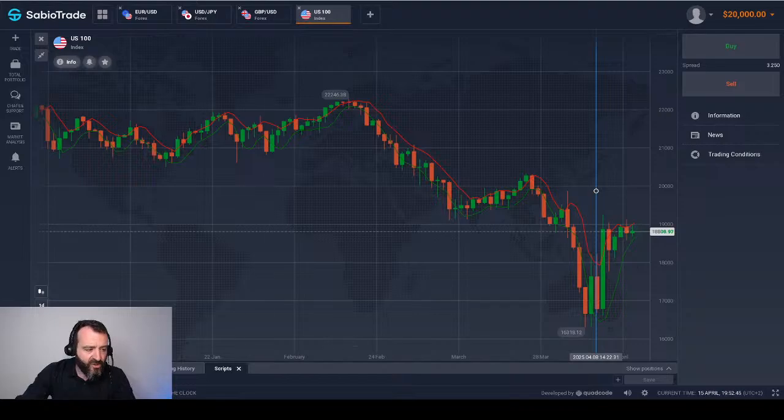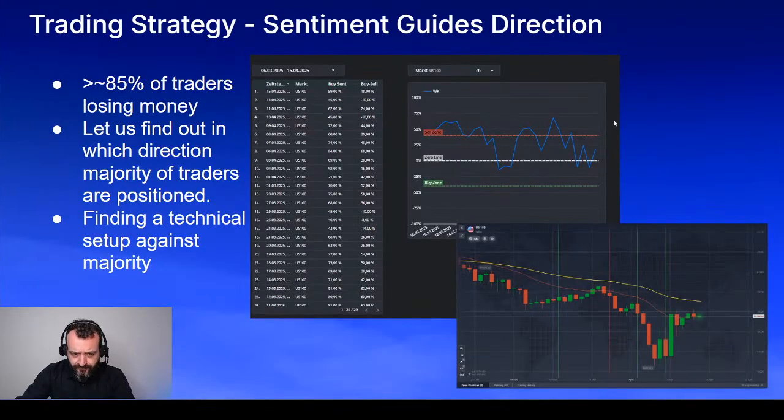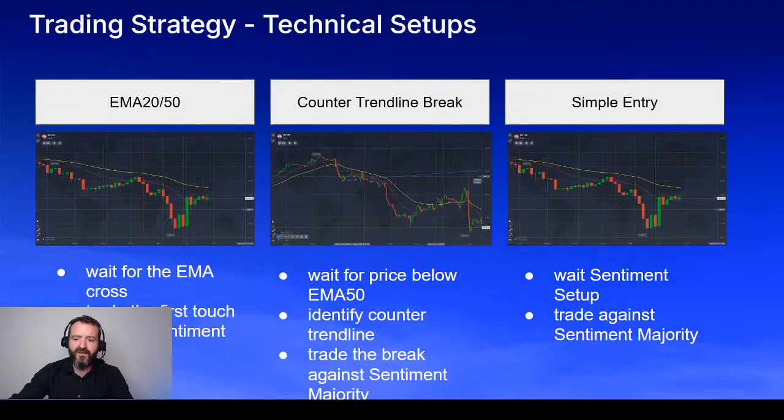Okay, so let's go a step further on the presentation and look at different kinds of strategies we can use. So we could, for example, this is only 3 ideas. The simple entry strategy, let me start from the right corner. The simple entry is how the name says, right? It's like waiting for the sentiment setup and you just trade.